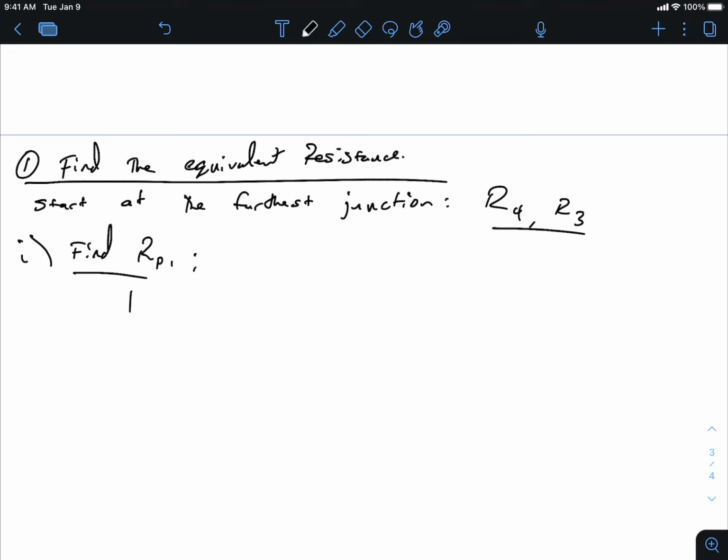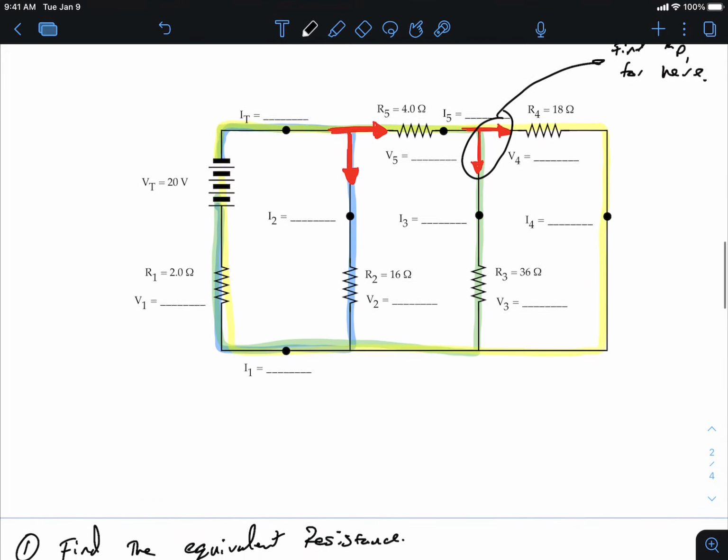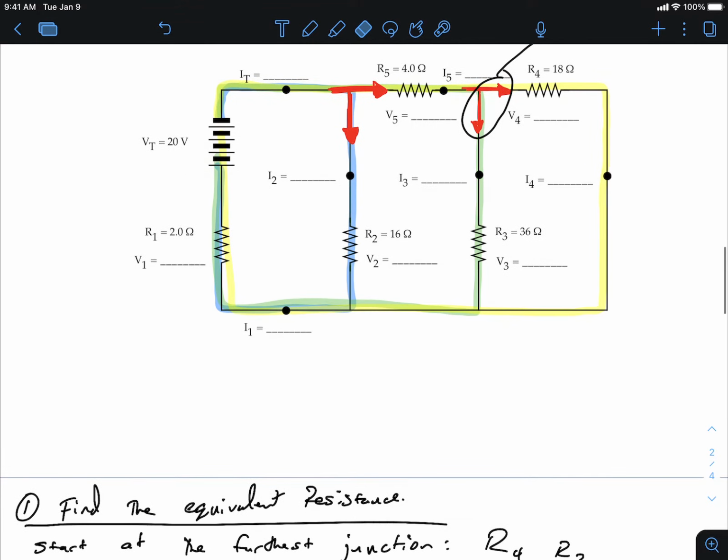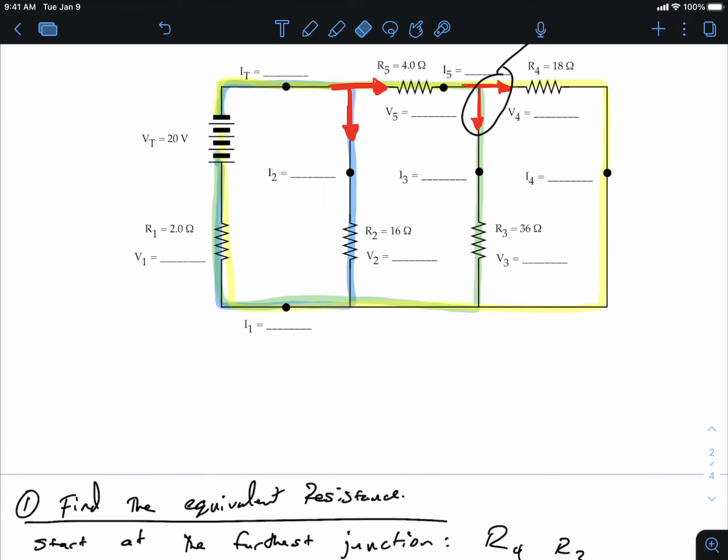That's going to take 1 over RP1 has to equal, you're going to add up the fractions, right? Because it's in parallel, so I have to find a proportion of the resistance. The electrons aren't going to experience 18 and 36 every time they go around. They're going to experience almost like an average, because they're going to go one way one time and then another way the second time. So we have to find almost like an average amount of resistance that they're going to experience every time they go through there.